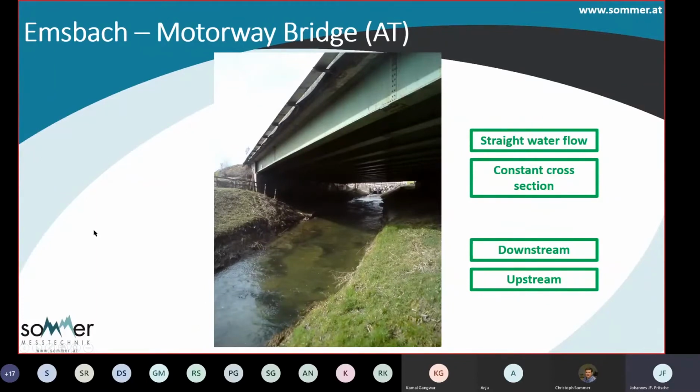And here another example of a very good, very easy site: a straight canal with a constant cross section. So you can install the instrument on this bridge downstream or upstream, and you will get good results.